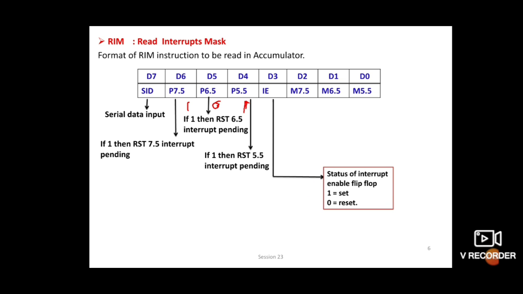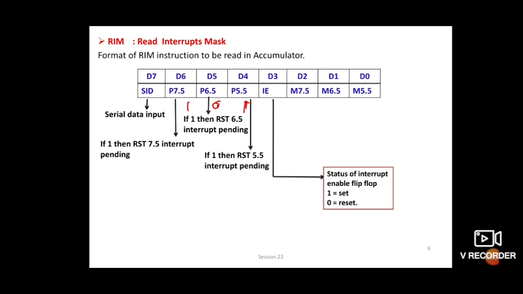Then how to enable or disable these pins? In the 8085 microprocessor, the EI instruction is there, which we already saw in the previous video. Through this instruction, we make interrupt enabled or disabled.